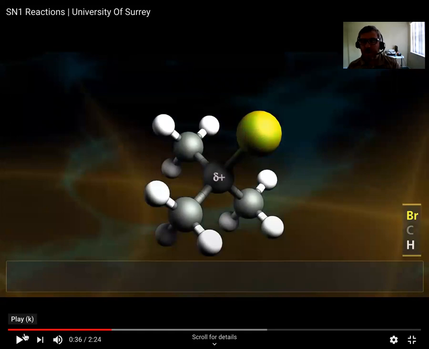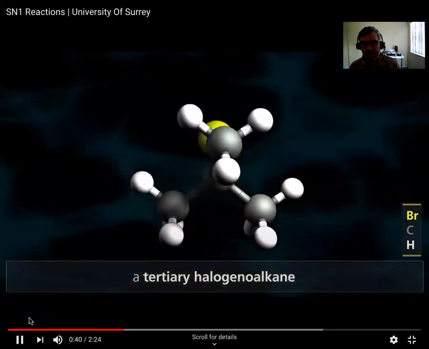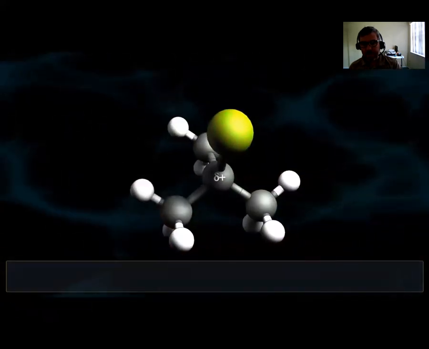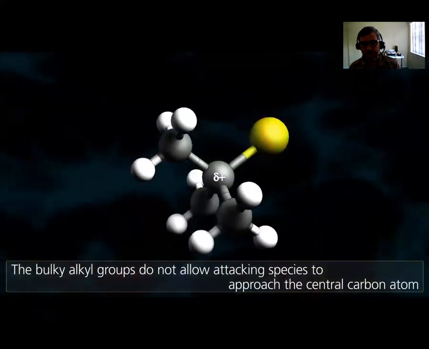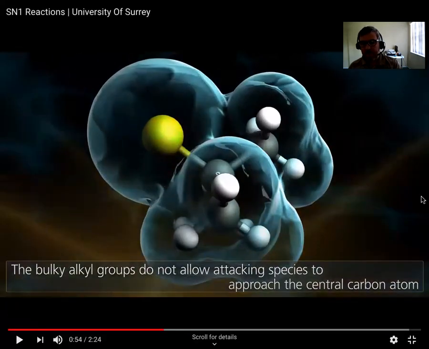Right, so the previous one was called a primary because it had hydrogens here. Now these are methyl groups, and this changes the way that the compound reacts and the way that the substitution reaction occurs. Tertiary halogenoalkane. The bulky alkyl groups do not allow attacking species to approach the central carbon atom. So you can see here that nothing can jump in from the back and kick this group out like we saw in the previous one. So it has to happen a different way.